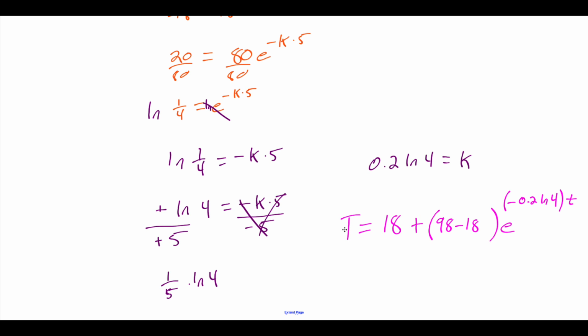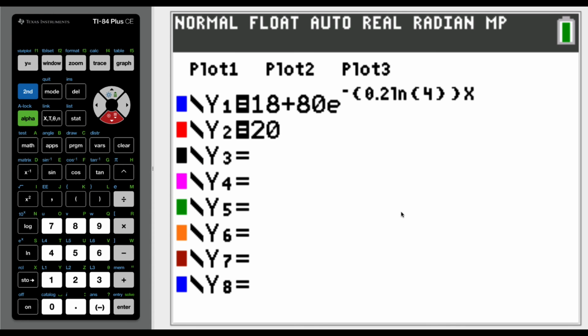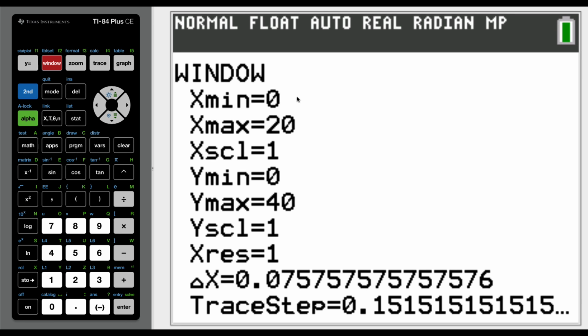And I'm actually going to do that graphically on my calculator. So in my calculator in the y equals screen, I've got our Newton's law of cooling equation typed in. Now I went ahead and did the subtraction that was inside of those parentheses. The 98 minus 18 is where I'm getting the 80 from. And then we're trying to figure out when this reaches a temperature of 20 degrees. So in my y2, I typed in 20. Now I did adjust my window just a little bit. So my x's are going from 0 to 20 and my y's are going from 0 to 40.